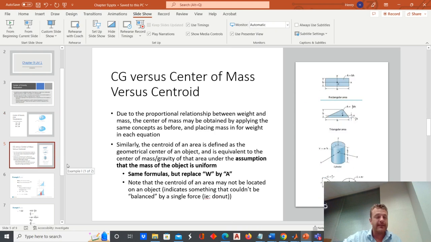Well, can I not do that for little chunks of volume, or in a two-dimensional case, little chunks of area as well? I certainly could. That's what we're going to be considering in this particular chapter. If you have just a two-dimensional area and you assume it's homogeneous, so the density across the area is uniform, in that specific case the centroid, or the geometric center of the shape, is going to be the same as the center of mass. It's going to be the same as the center of gravity.